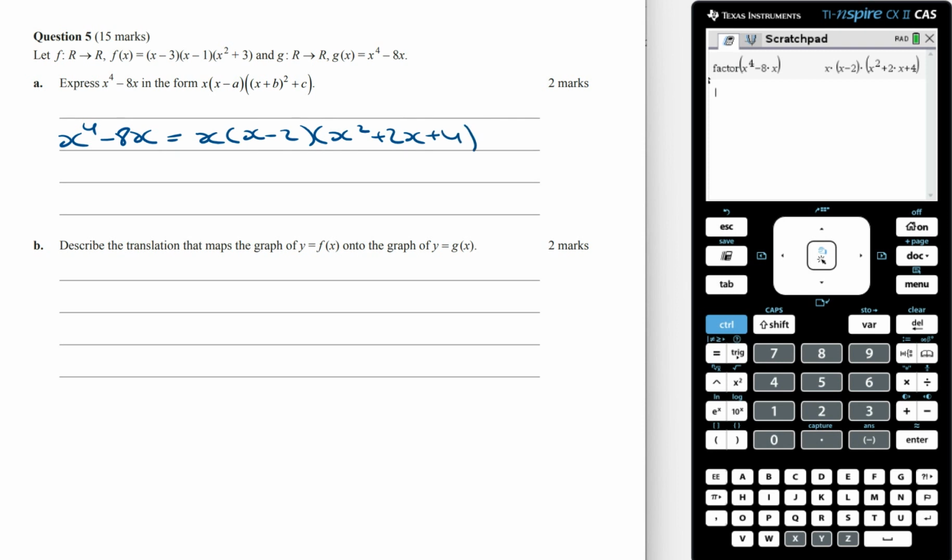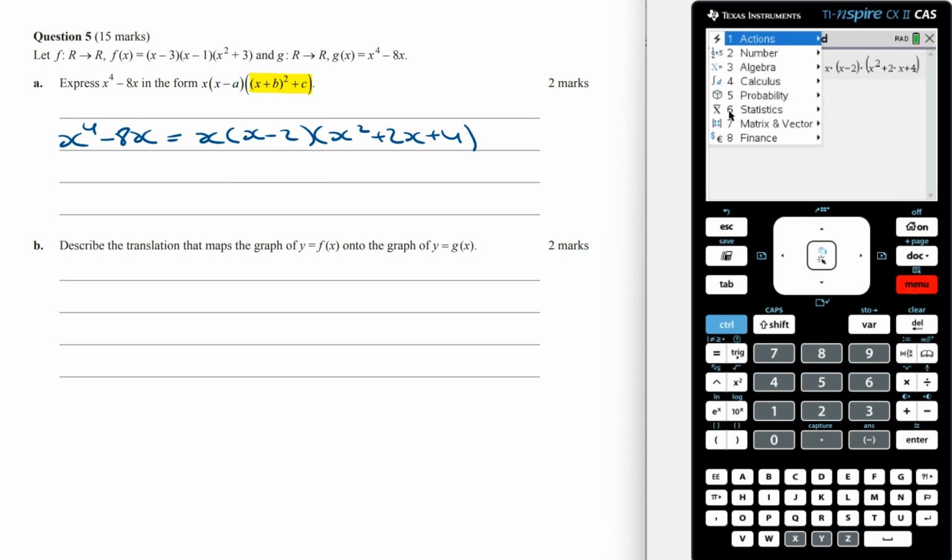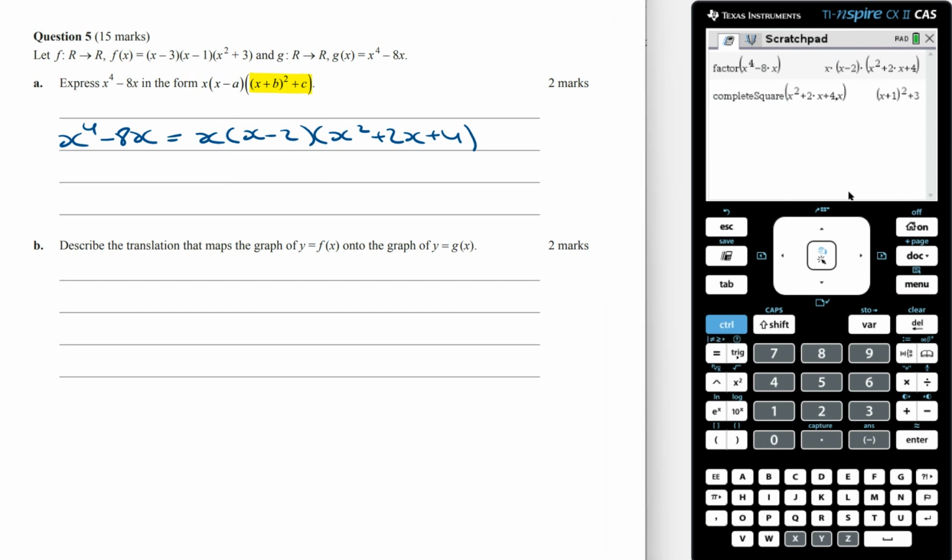Now this is not in the form required. The quadratic factor needs to be written in turning point form, and to do this, we need to complete the square. Using the complete the square command in the calculator, we can get this in the turning point form required. And so in the form required, this is going to be x times (x minus 2) times ((x plus 1) squared plus 3).